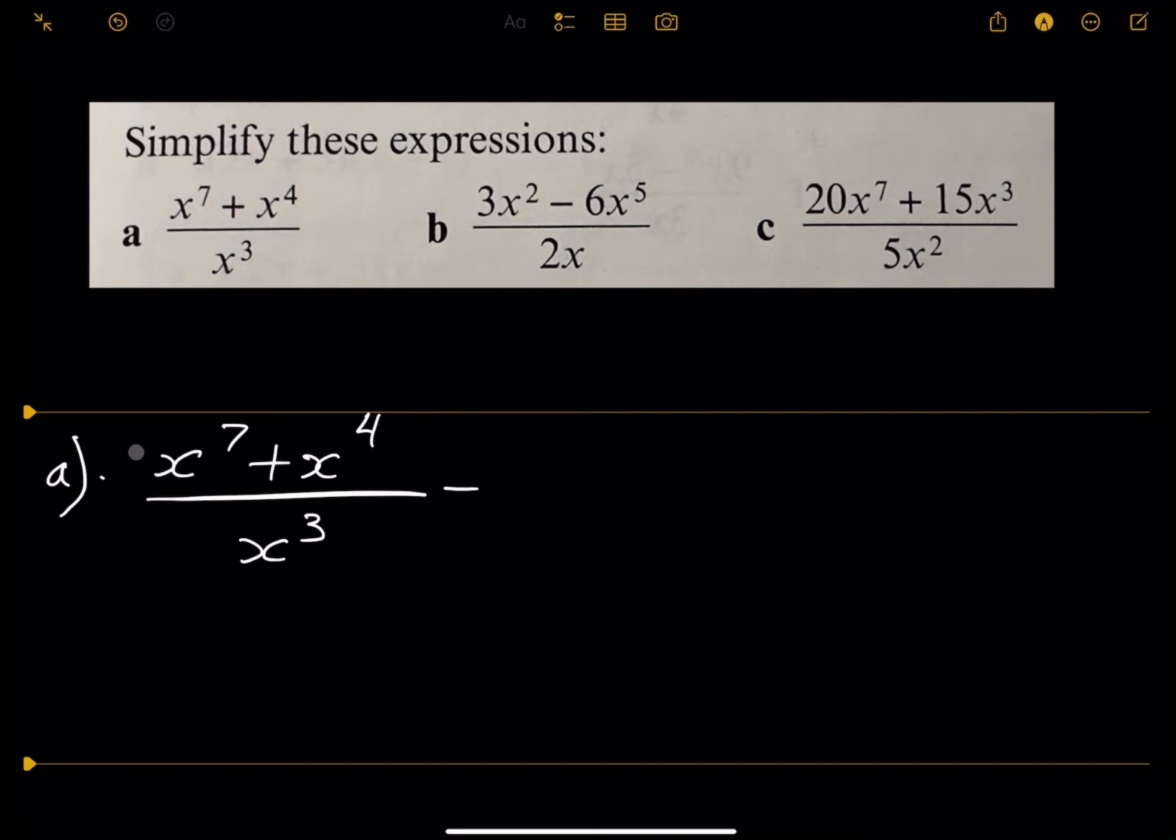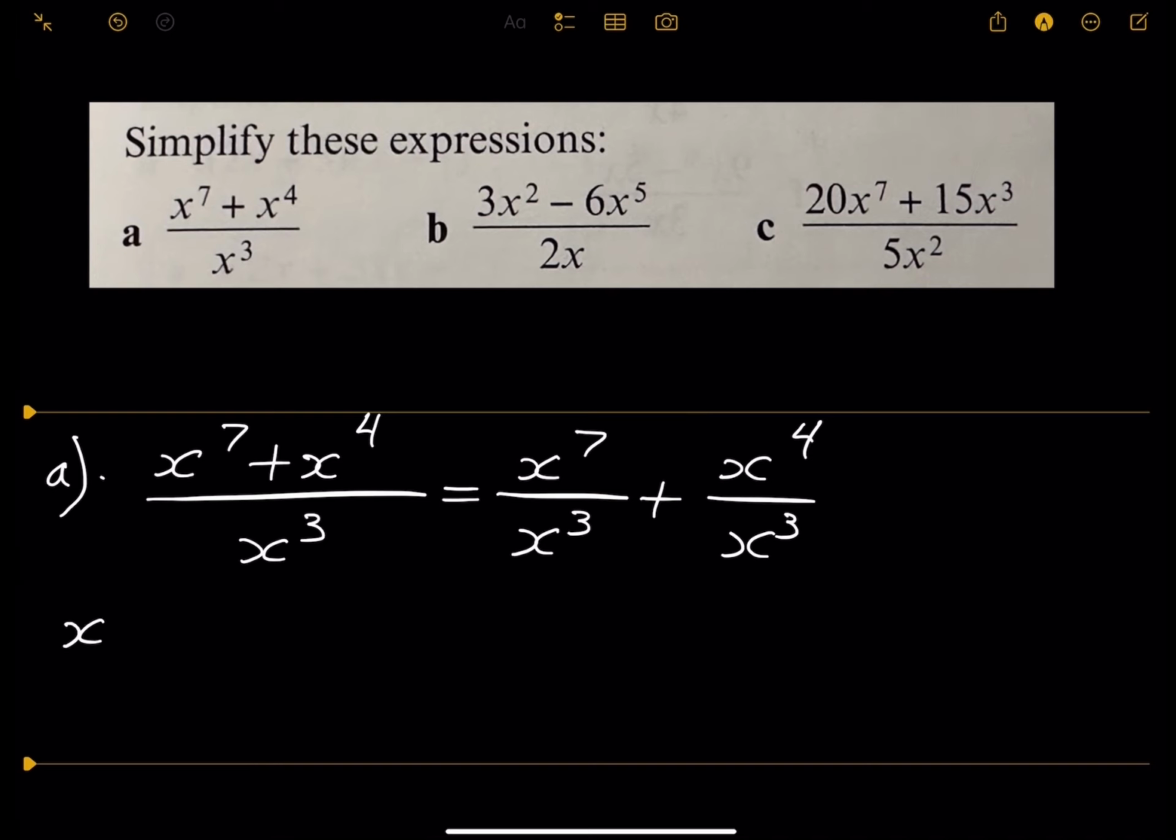So we can write this down as x raised to the power of 7 divided by x raised to the power of 3, plus x raised to the power of 4 divided by x raised to the power of 3. This fraction obviously means division, so we can deal with this first, and then we can deal with this next.